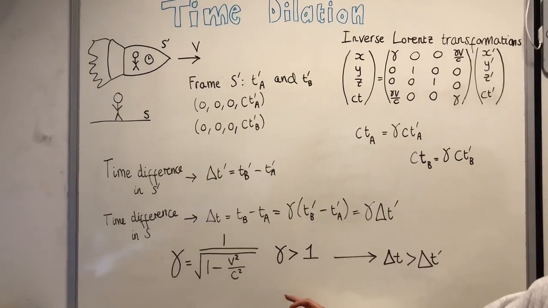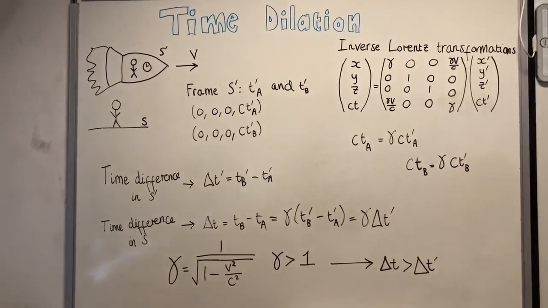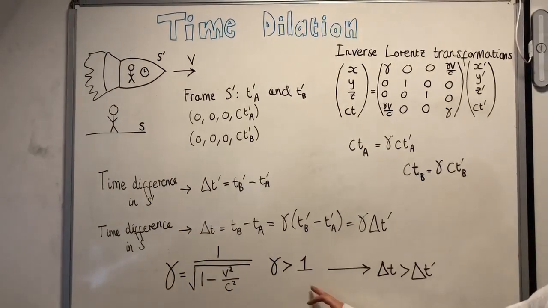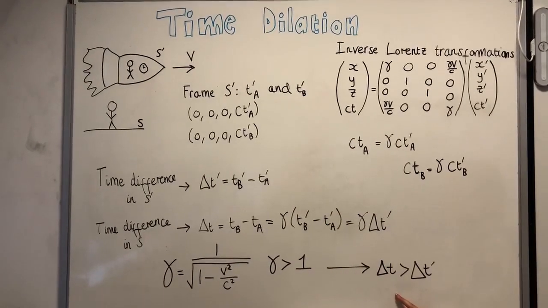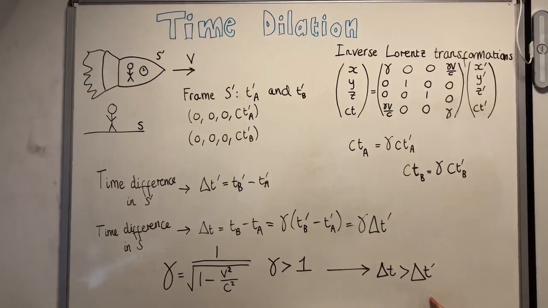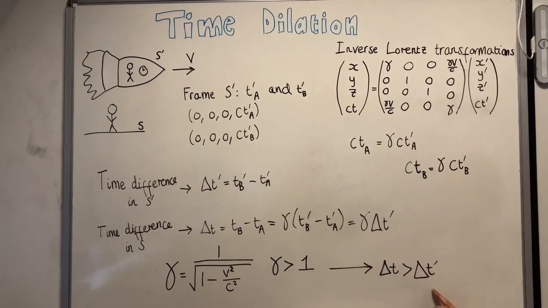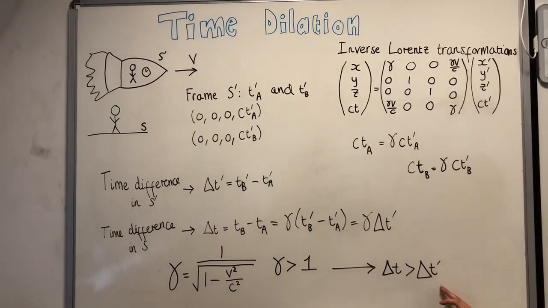We know that gamma is equal to 1 over the square root of 1 minus v squared over c squared. So gamma is always more than 1. Therefore, the time lapse according to the man at the space station will always be larger than the time lapse as recorded by the man in the spaceship.